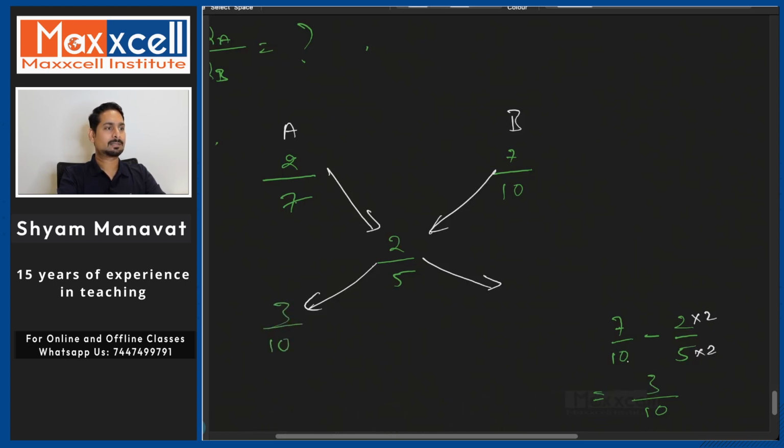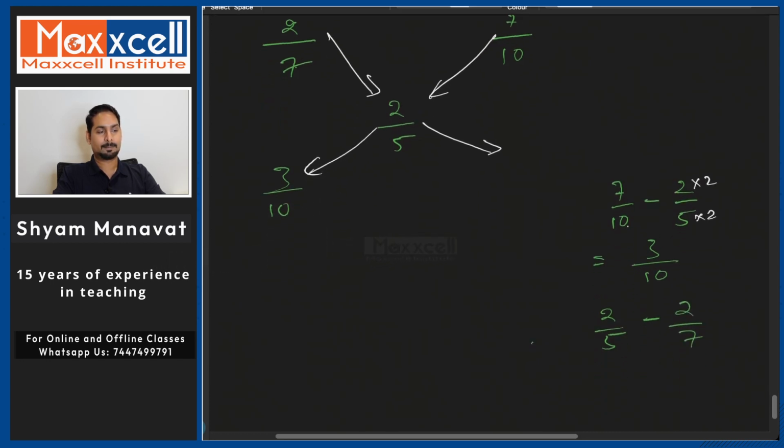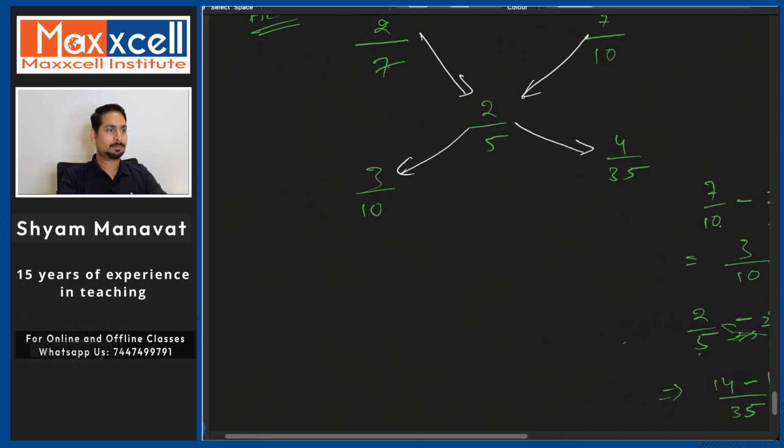Now the other difference, that is 2/7 minus 2/5, or you can say 2/5 minus 2/7. The bigger minus the smaller. Denominators are not equal, so you can cross multiply. How do you solve this? LCM is 35. 7 twos are 14 minus 5 twos are 10. What is the difference? 4/35. So here the difference is 4/35. Did you get it? Yes, I'm sure you must have got it.